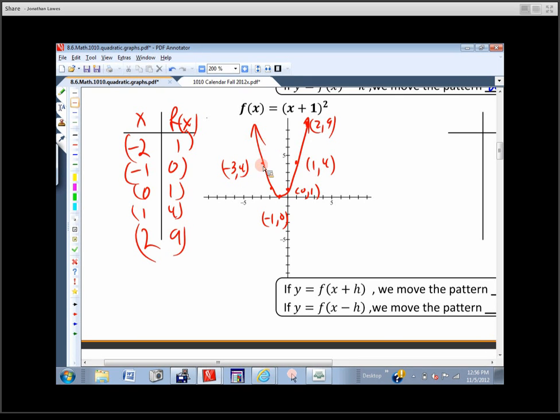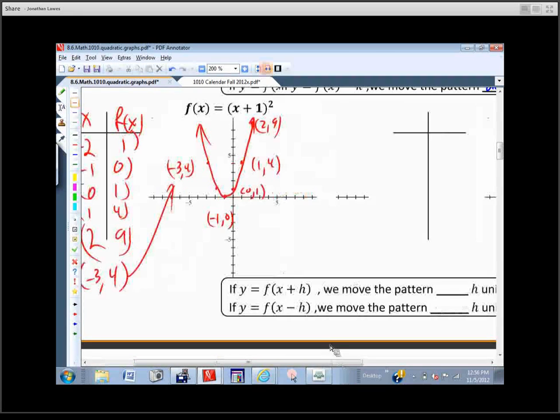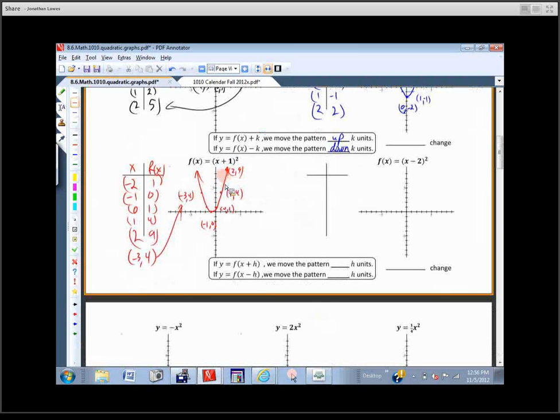Notice this point is on the graph. It better work if we plug it in. If I plug in a -3, the first thing I do to it is I add 1. This is important. I add 1 to it. So I've got a -2 here. It acts like it's a -2. Even though I plugged in a -3, I square that, I get 4. That's the right point. It comes from the pattern. Okay? Now, on this one, it moved the graph which way? To the left. Why did it move it to the left?